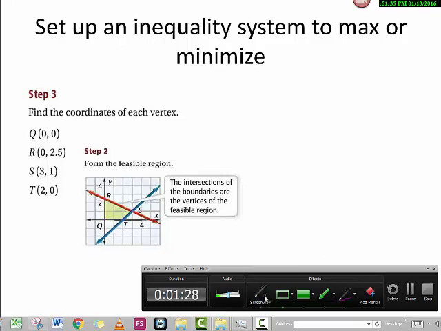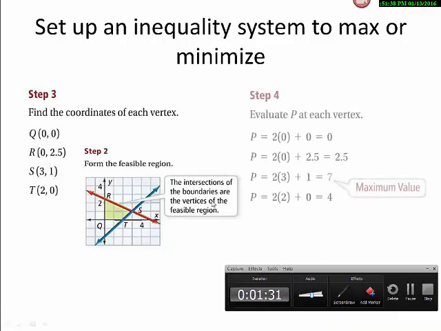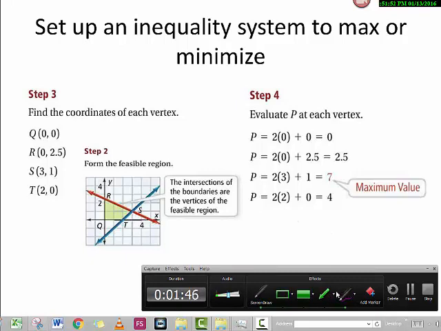So the next step you're going to do is to evaluate each single vertex, because according to the vertex principle we know the maximum and the minimum are going to be lying on one of these points. So when we plug in the x and y coordinate of the vertex, this is the objective function P equals 2x plus y. Based on the objective function we just evaluate each vertex by plugging the x and y value inside of it.